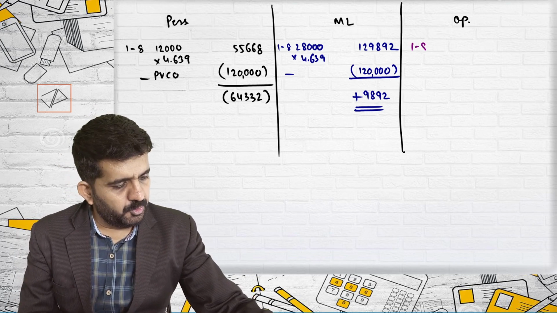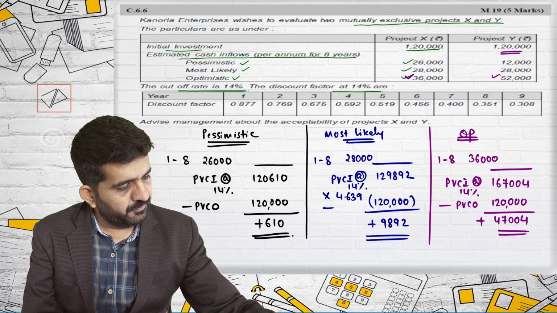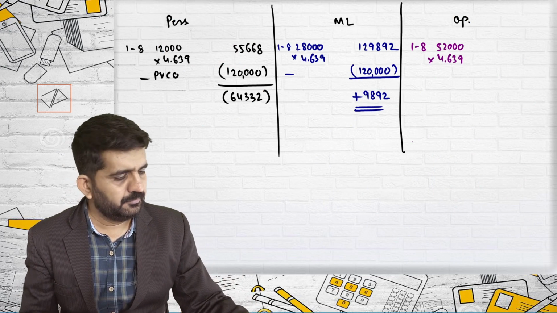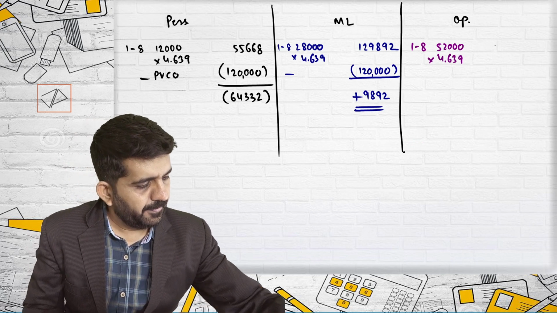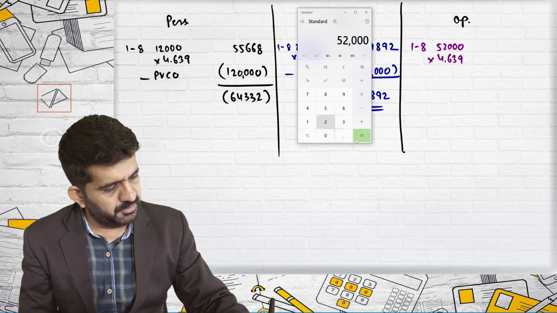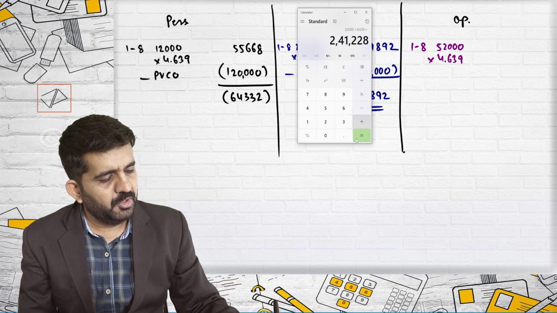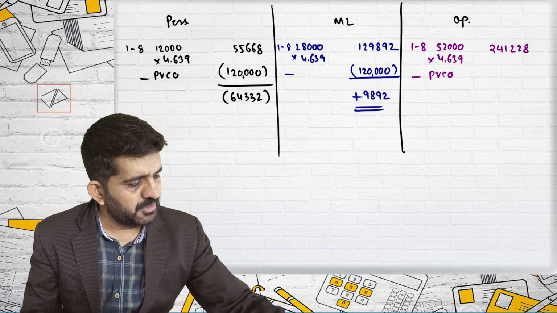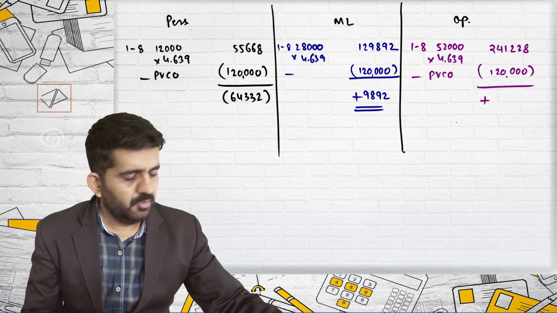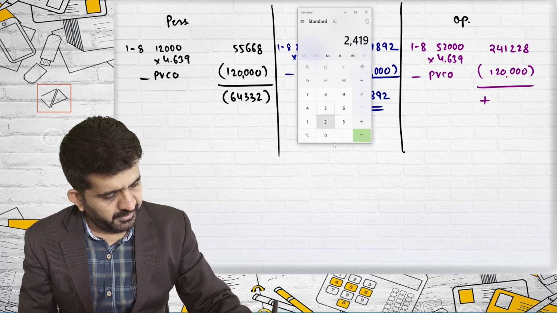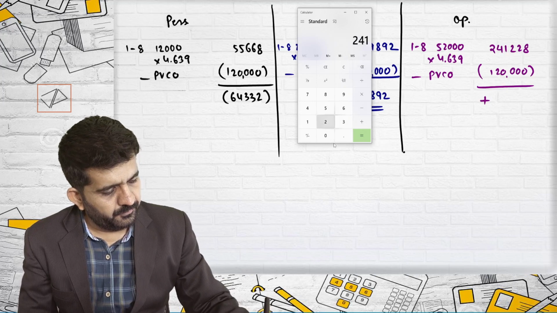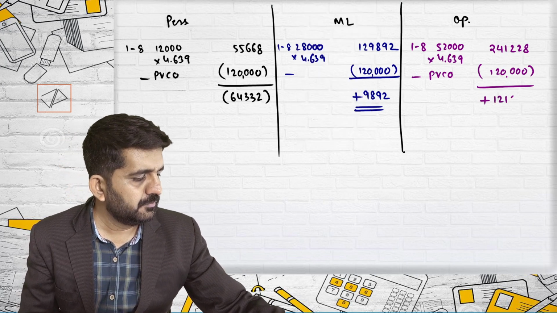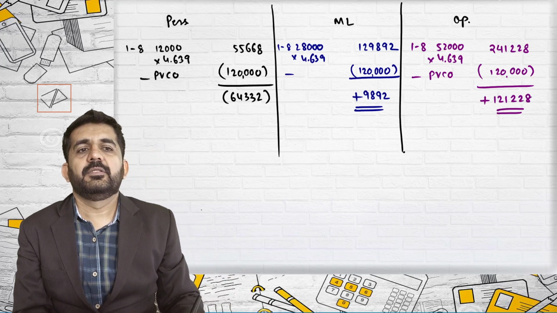Optimistic, 1 to 8 years cash flow will be 52,000 multiplied by 4.639, 241,228, minus present value of cash outflow 1,20,000, positive NPV of 121,228. This is present value of cash outflow.